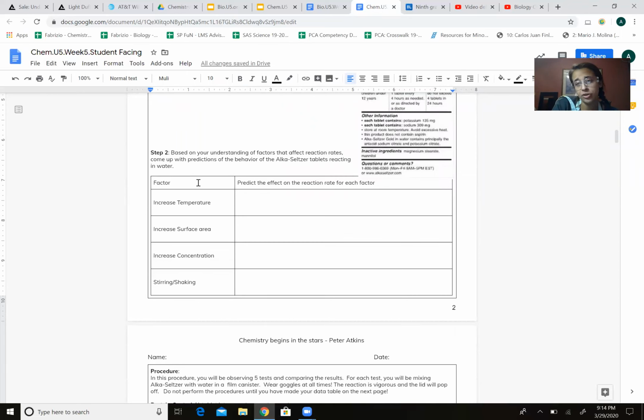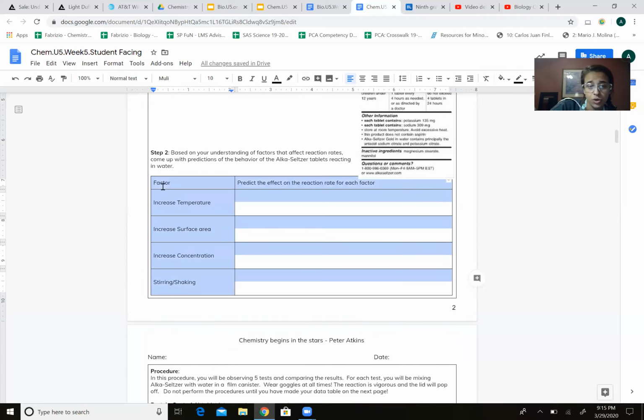So today we are going to observe how Alka-Seltzer reacts with just normal tap water and varying factors. So 1, we're going to increase the temperature. 2, we're going to increase the surface area. 3, we're going to increase the concentration. And then 4, we're going to stir and shake a little bit of the Alka-Seltzer. And then we'll have a control where we don't do anything special to it. So right now, predict the effect on the reaction rate for each of these factors.